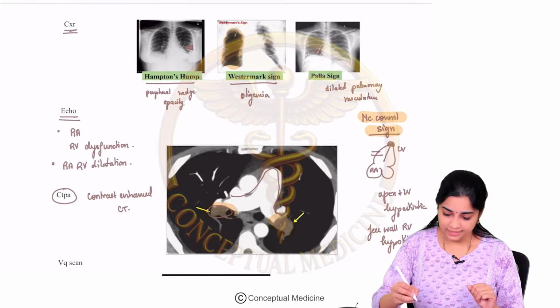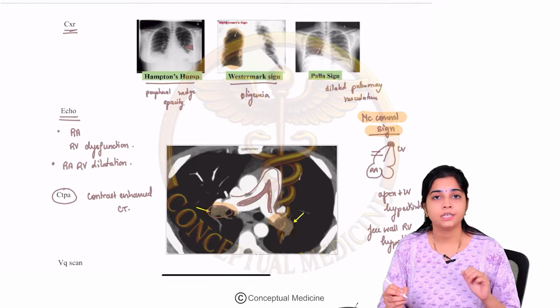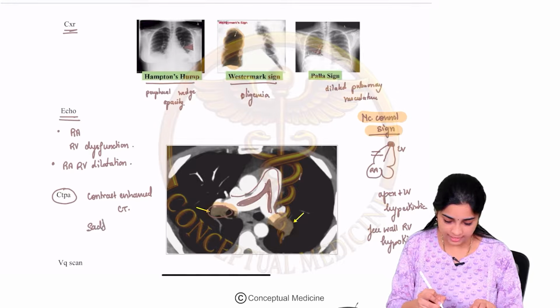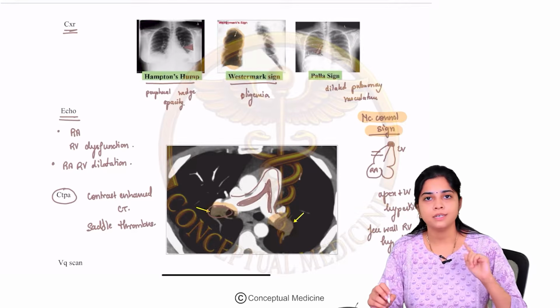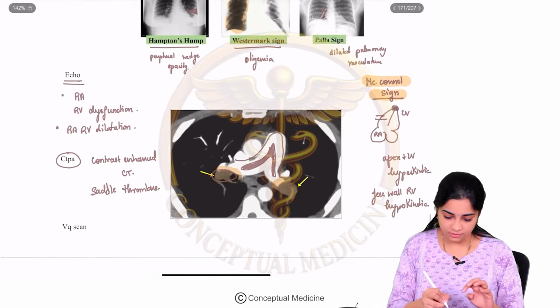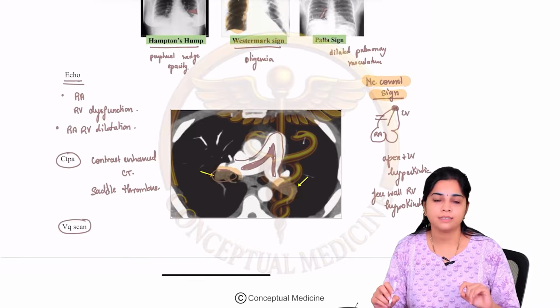In a massive PTE, you can find that the thrombus is present throughout. It will be something like this. Okay. So you can find that the thrombus is present throughout the pulmonary artery in a massive thromboembolism, and this is what we call the saddle thrombus. Okay, so a massive embolism is called a saddle thrombus that you see on your CTPA. Apart from this, you can also do a ventilation perfusion scan where there will be decreased perfusion.